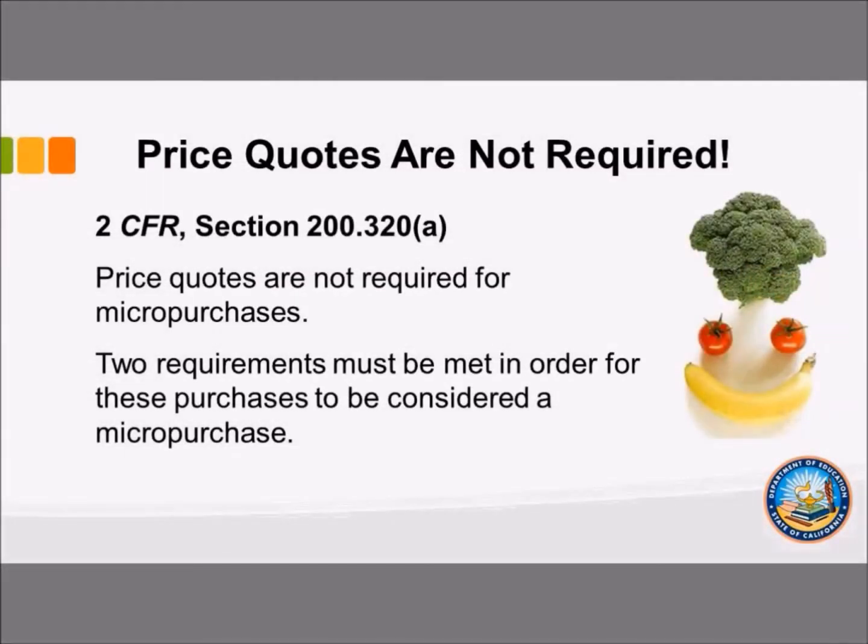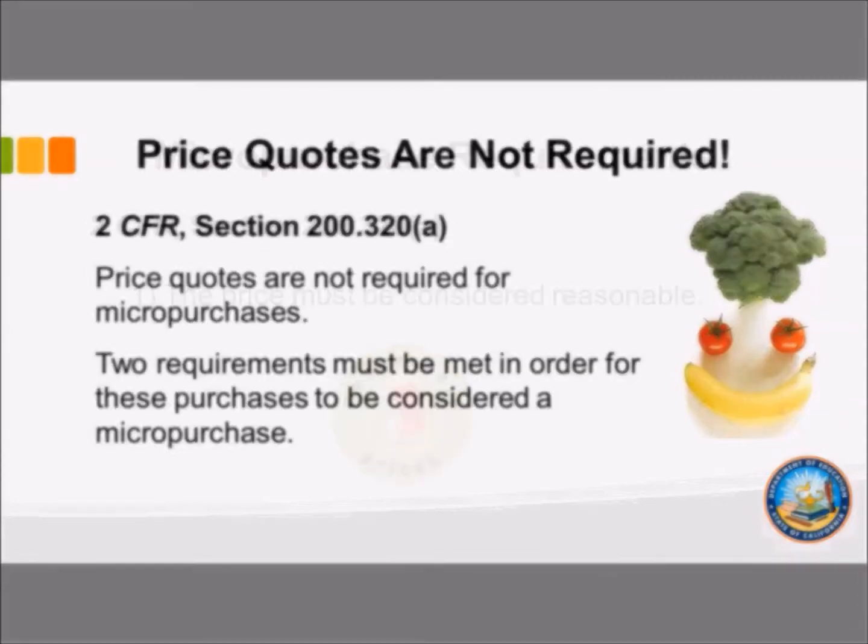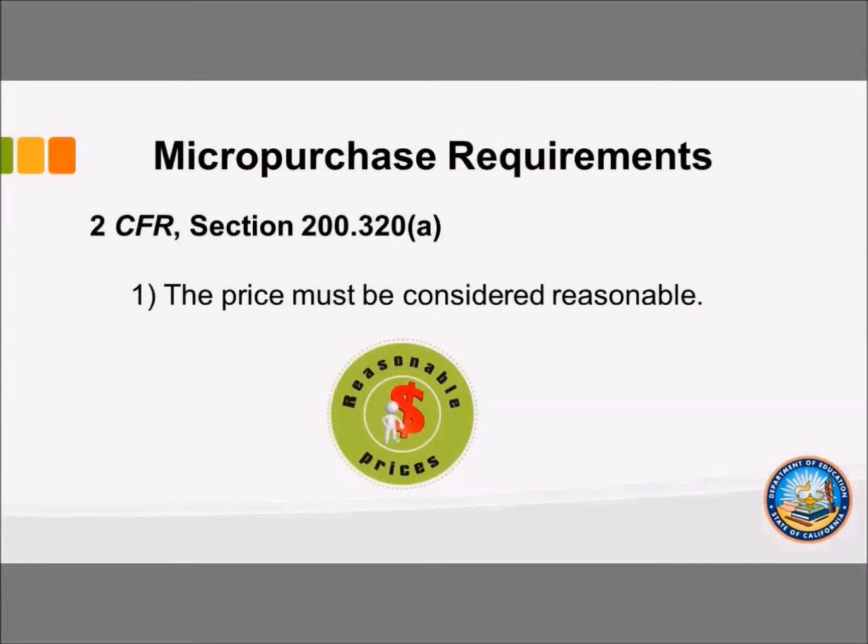So now that we know that a micropurchase is a single purchase transaction equal to or less than the micropurchase threshold, what else do agencies need to know? First, they should know that price quotes are not required for micropurchases. Correct, as long as two conditions are met. What are the two conditions?